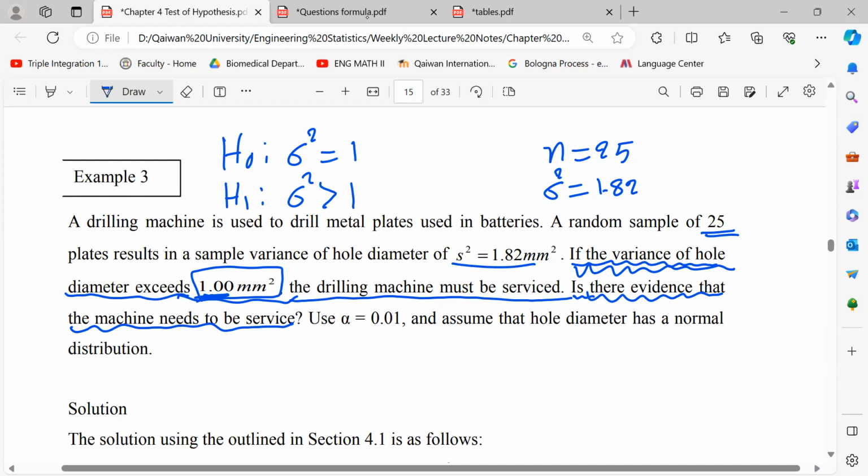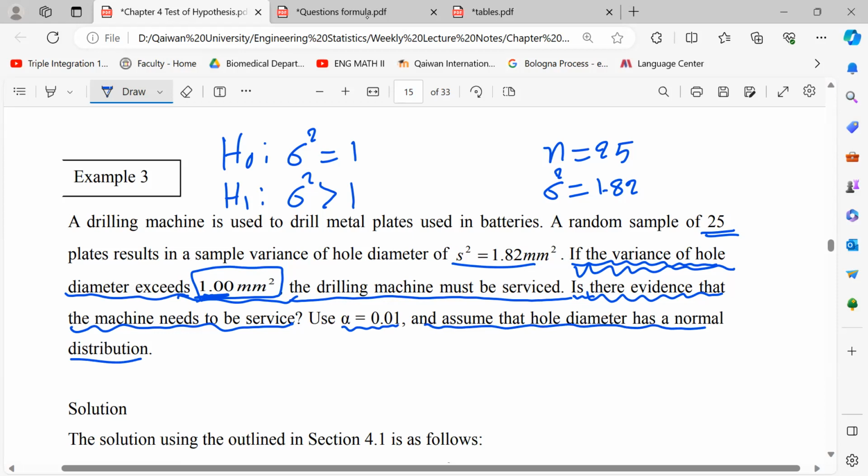It depends on variance. I mean the service of the machine depends on its variance. If it's 1, it doesn't need it. If it's greater, we need to service the machine. Use alpha to be 0.01 and assume that the hole diameter has a normal distribution.